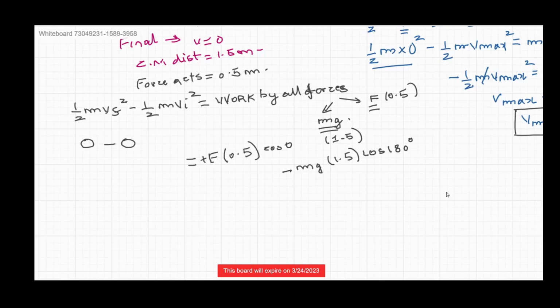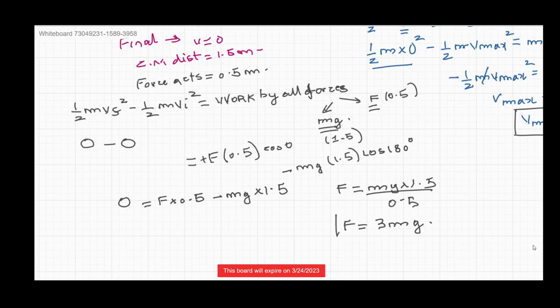So now let's again look at this. So 0 will be equal to F into 0.5. This is positive, and negative of mg into 1.5, right? So now we get the value of force. How? So therefore your force F will be equal to mg into 1.5 divided by 0.5. So I get F is equal to 3 mg.